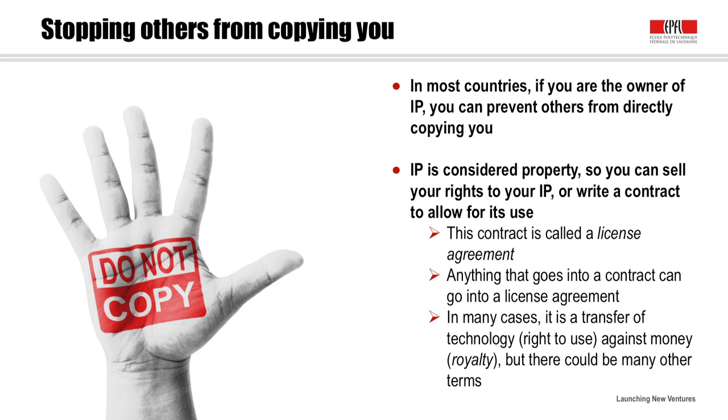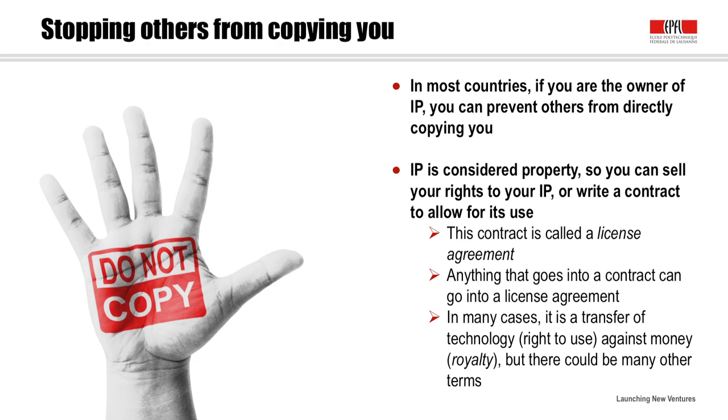Okay? When you write a contract to allow someone to use your technology or your invention, we call that a license agreement. But a license agreement is just a fancy term for a contract that happens to deal with intellectual property. Usually it involves what we call technology transfer, or the right to use something, against receiving money, which is also called the royalty. But there could be lots of other terms, and anything you can put in a contract, you can put into a license agreement.